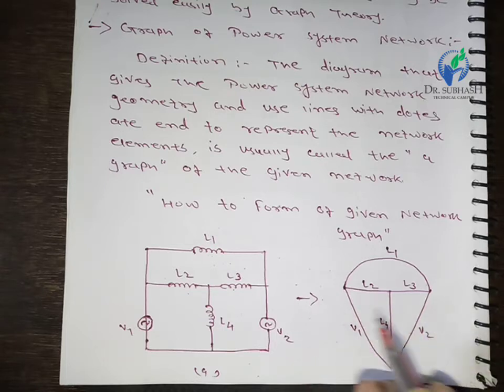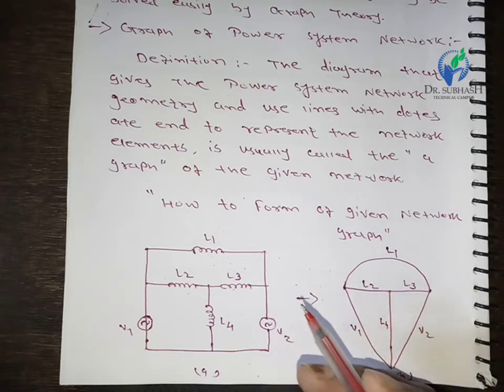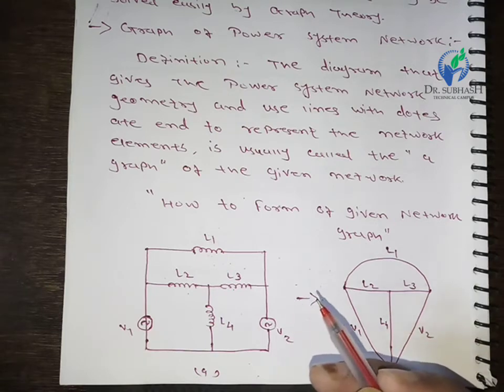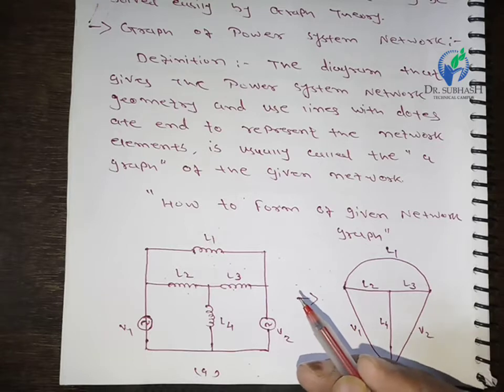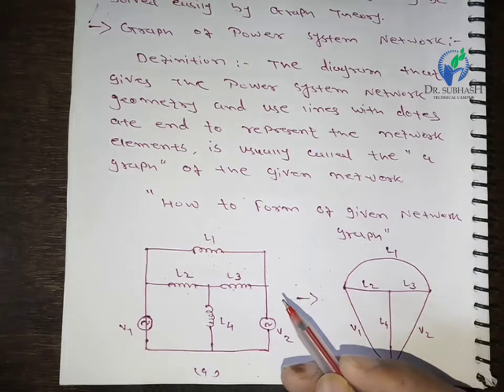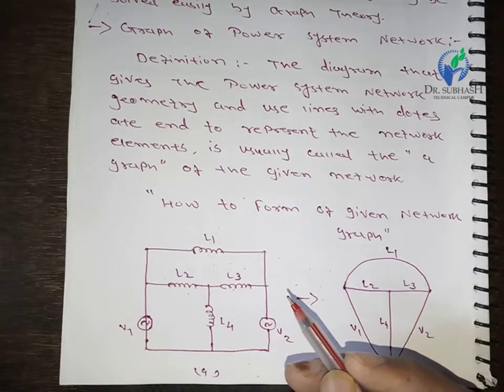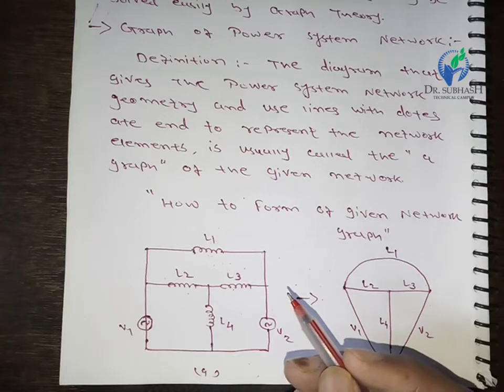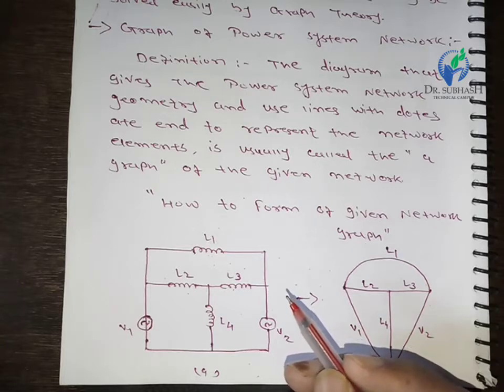The ground node is taken as the reference node. In an electrical network, it is convenient to use the associated direction for the voltage drop. This means the voltage drop in a branch is taken in the direction of the current through the branch. Hence, we need not mark the voltage polarities on the oriented graph.